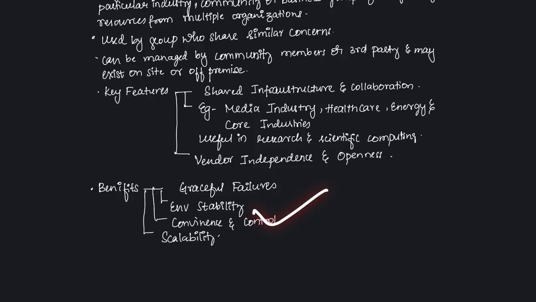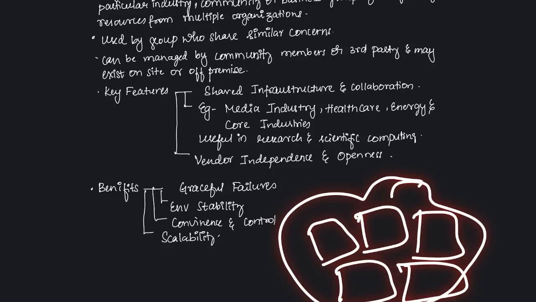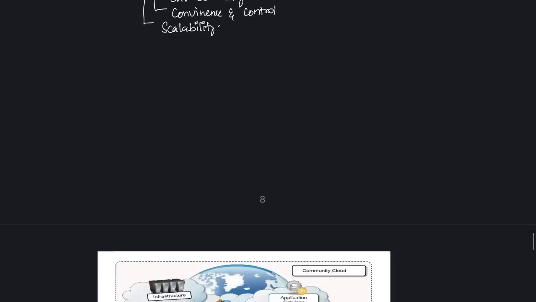Then you have convenience and control. They are pretty easy to use, and there is a standard control also, because all the people present in that industry might be using the data, or the storage, only up to a fixed limit. Then we have scalability. The infrastructure can scale largely depending on the user and whatever requirements he has. So this was about the community cloud.